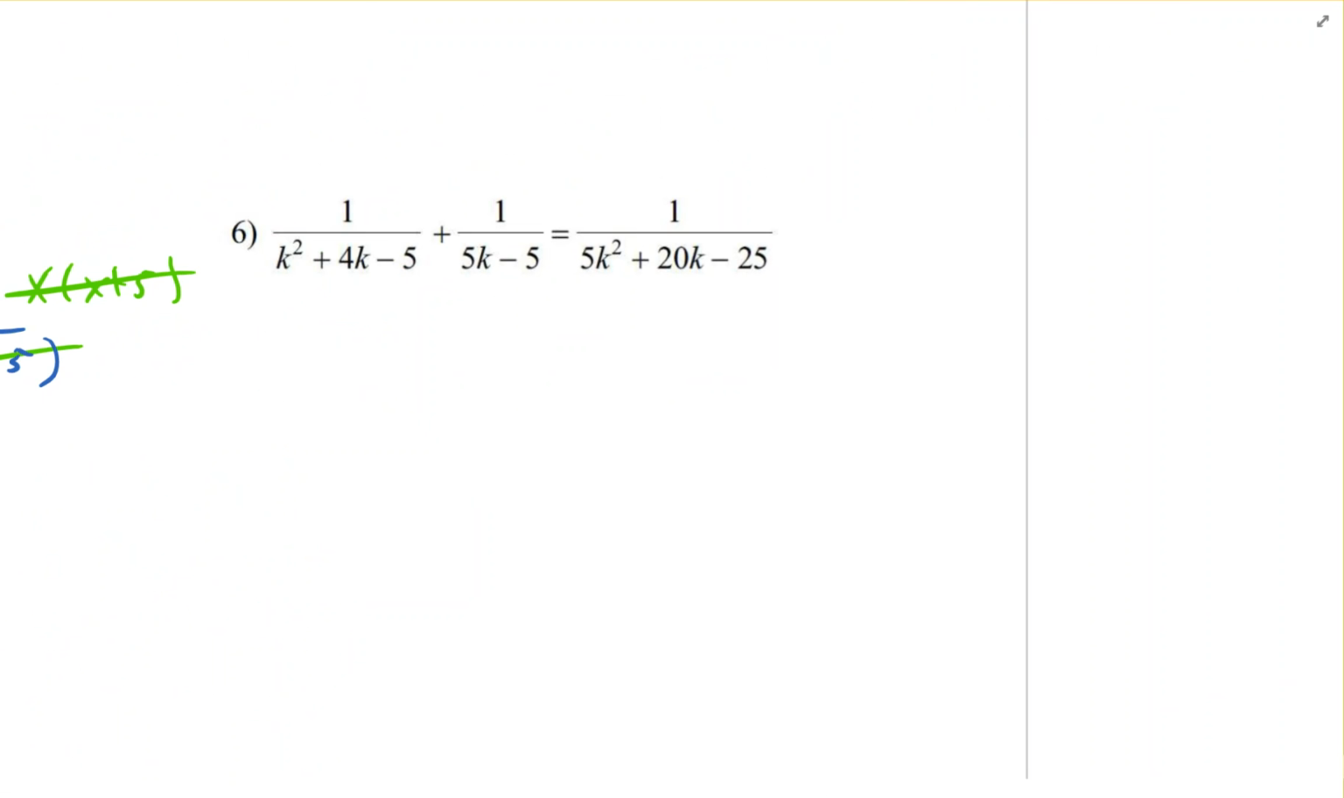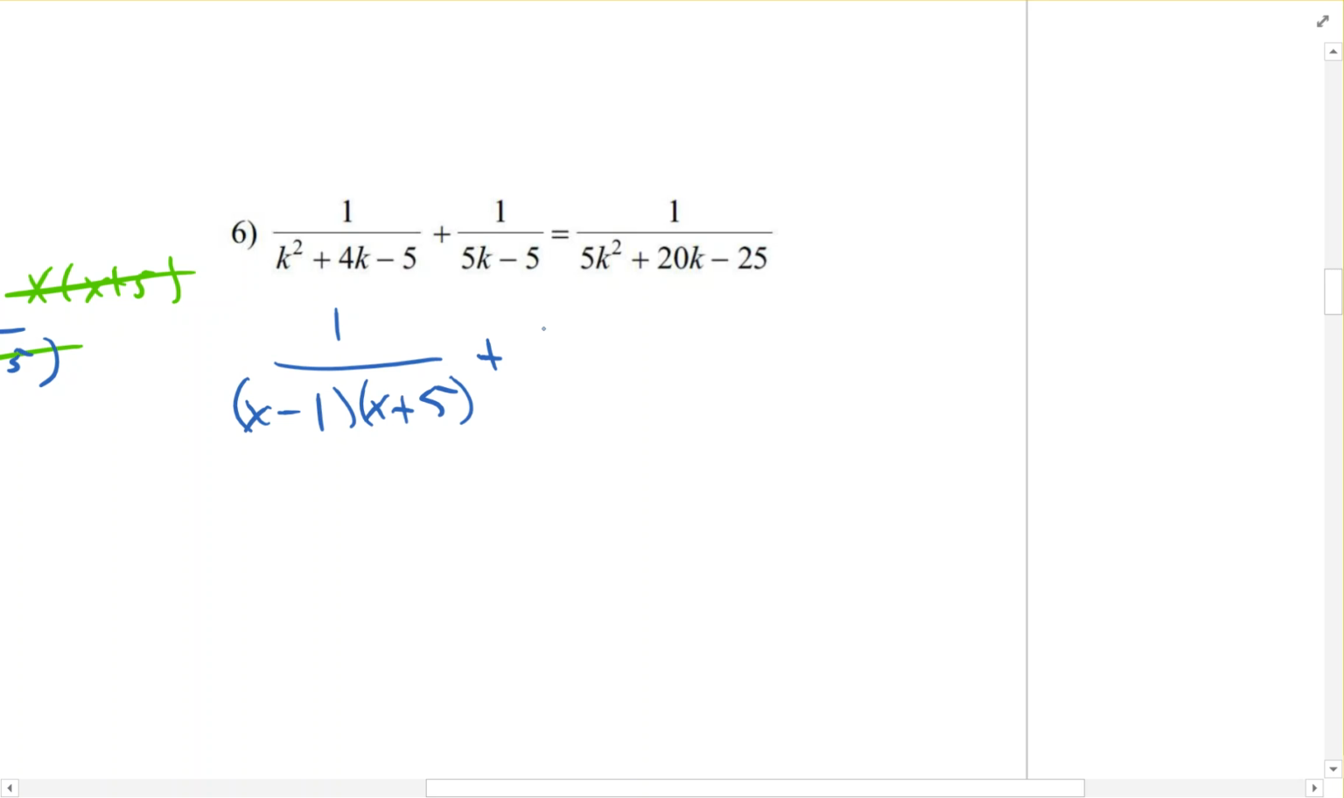Okay, 6. So factor the denominators. We're going to have 1 over, oh, k and k, plus 1 over 5 times. Oh, those are k's. Let's keep them the same. Okay, and then 5 times k minus 1. And then is equal to 1 over.